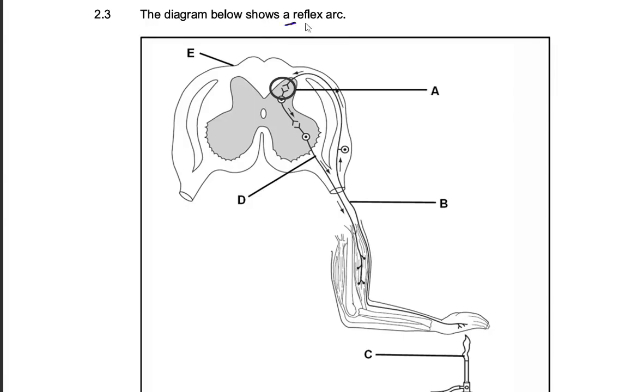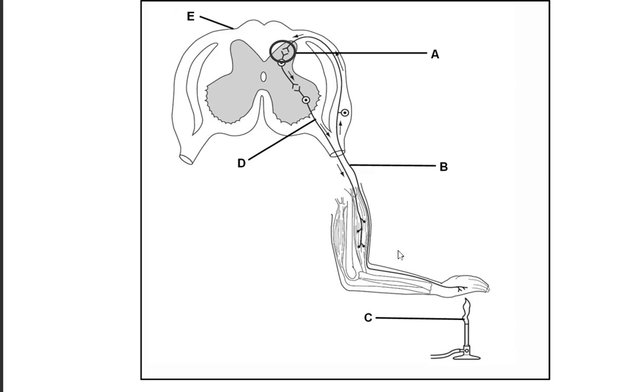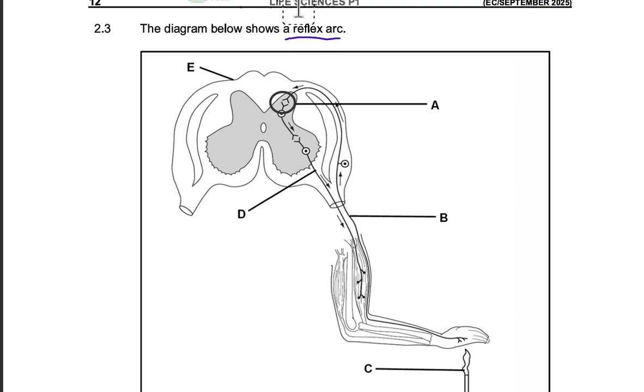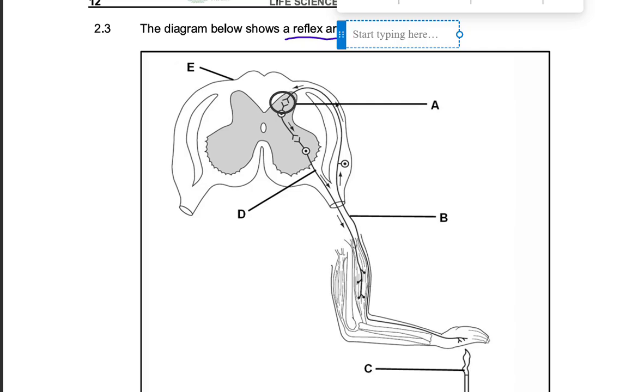The arrow shows a reflex arc, is what we are told. So that means that labels C, B, D, A, and E are the components or the parts that actually make up a reflex arc. Before we get into the labeling of those components, let us start by defining what a reflex arc is.